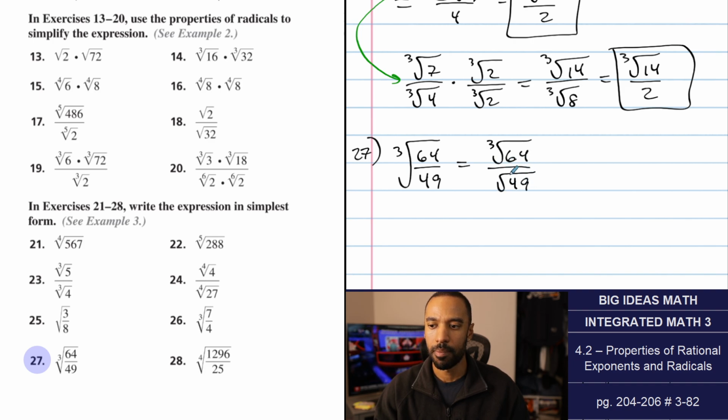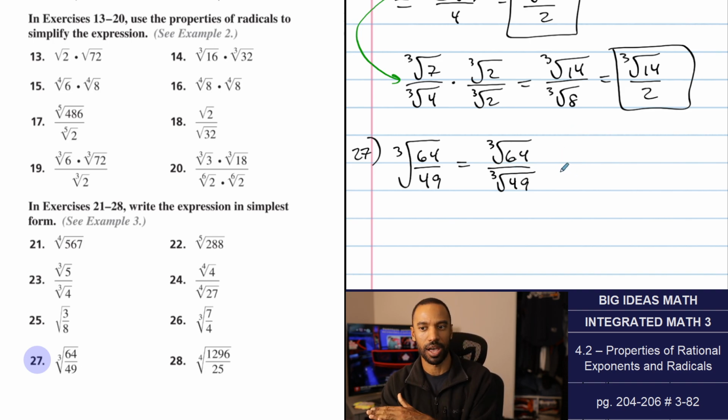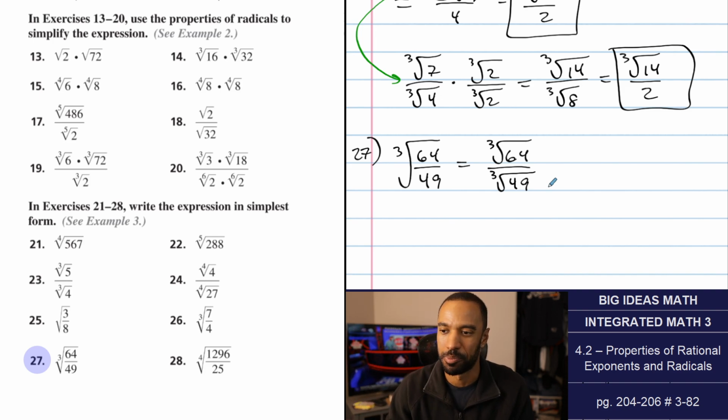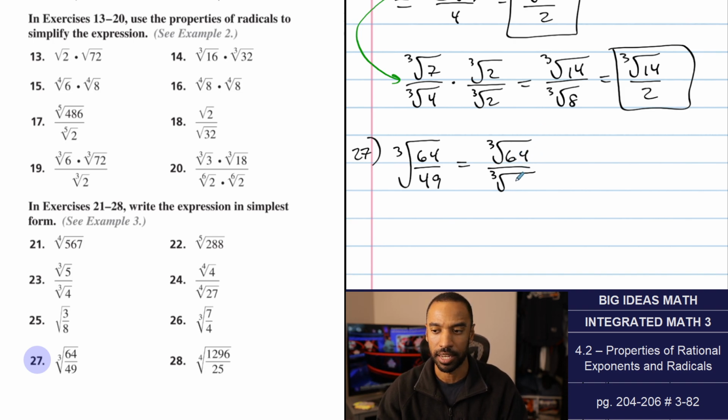Now, what I might do here in terms of rationalizing is instead of trying to find a number to multiply this thing with, 49 might be big enough to have a perfect cube. And it doesn't. It doesn't have a number that's big enough to be a perfect cube. But it is 7 squared. I think cube root of 64 can break down, and I'm going to get into that a little bit.